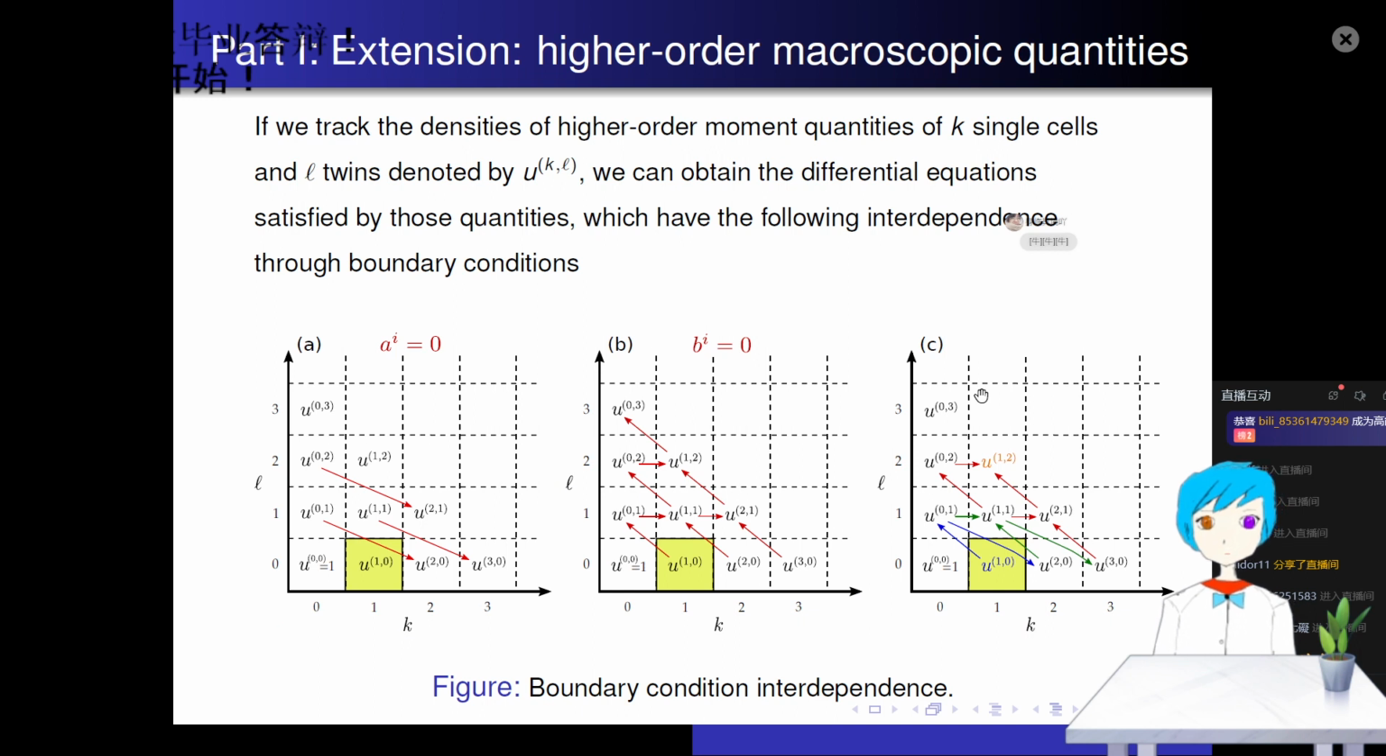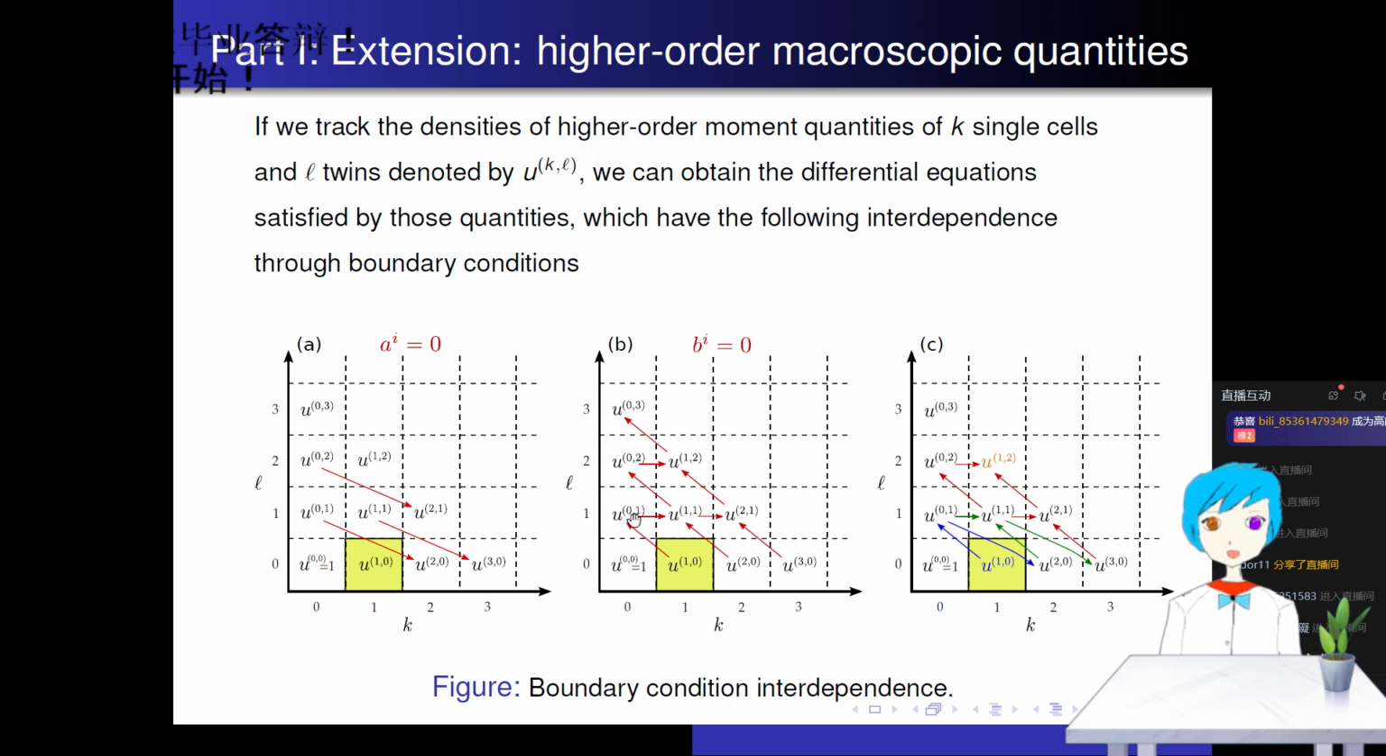We can also derive the partial differential equations satisfied by other higher order macroscopic quantities. For example, if we are tracking the density with respect to k singlets and l doublets, denoted by u of k and l, we can derive the partial differential equation satisfied by those quantities. The PDEs are all closed by themselves, but they are correlated through the boundary conditions, like u of 0 and 1, which means we're only tracking one pair of doublets.